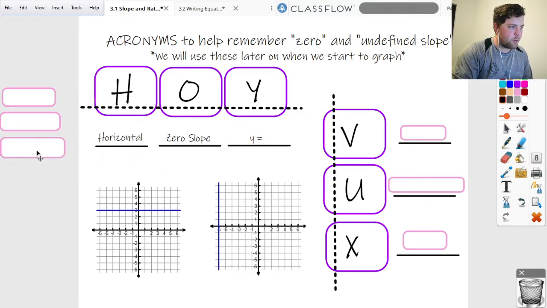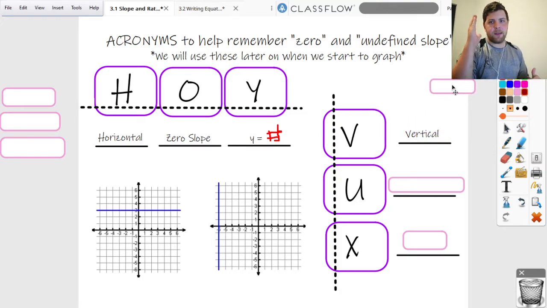And it's always going to be y equals a number. Let me write number in here. There's not going to be an x anywhere in my equation. And it'll look like this example here. VUX: VUX stands for vertical. Vertical is up and down. If you ever forget which way vertical goes, I always try to talk about how when basketball players measure how high they can jump, they call that their vertical jump. So that's the connection I always made.